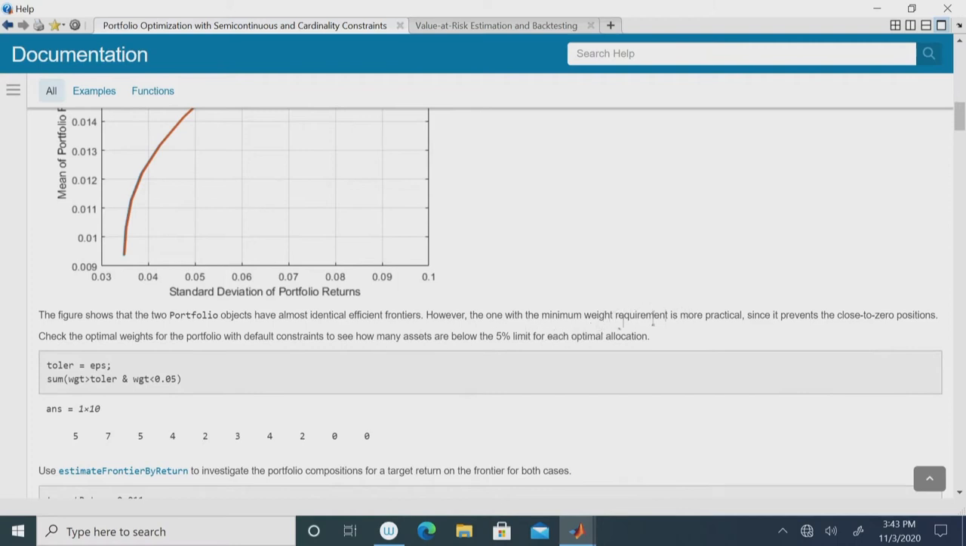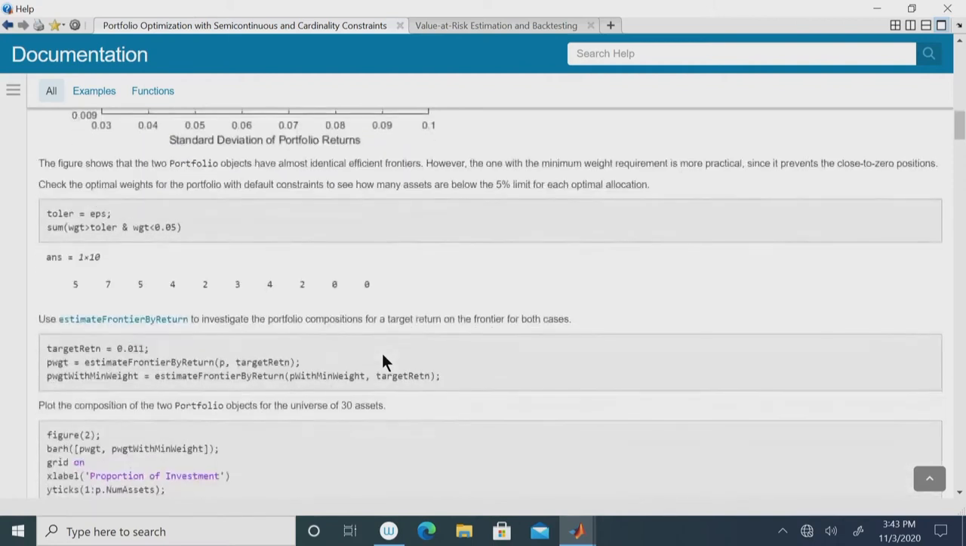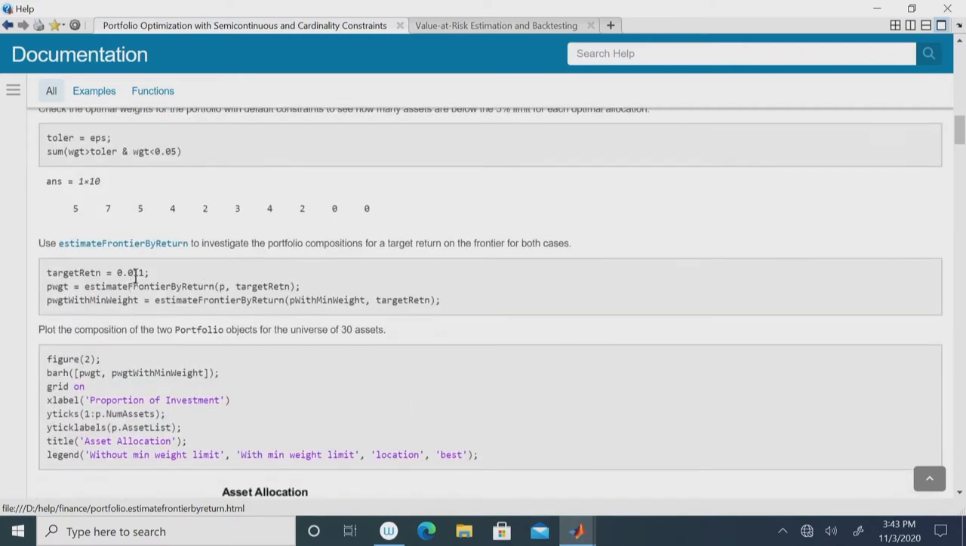Now, you can also test those optimal weights of the portfolio with default constraints, and you can then ascertain how many assets are actually below the 5% limit for each optimal allocation. So, for each of these optimal allocations, this is going to indicate the number of assets that actually fall below the 5% limit. Okay, so once we have done this efficient frontier by accounting for the minimum weight constraint, we then move on to a scenario where we set a target return on the portfolio for both the cases. So, suppose that we set the target return to be 0.011 or 1.1%. With that target return, you can calculate the efficient frontier and then you can calculate the weights.